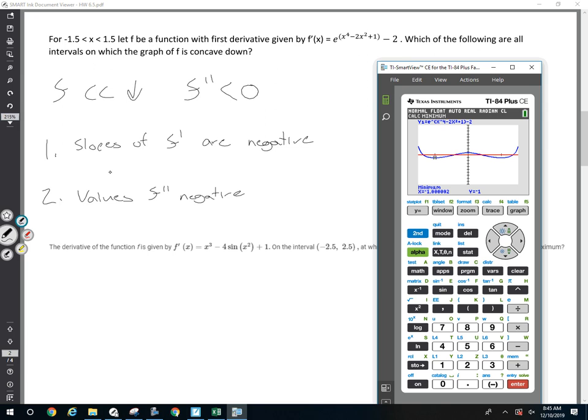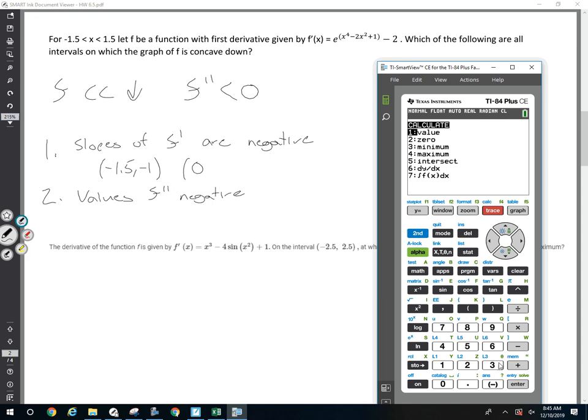Looks like it's negative 1. So from negative 1.5 to negative 1. And then it's going to be from 0 to what I assume is 1. Second calc, a min. I'm assuming this maxes at 0. And then this is a min at 1. Okay? So from negative 1.5 to negative 1, and from 0 to 1. Or we can find f double prime.